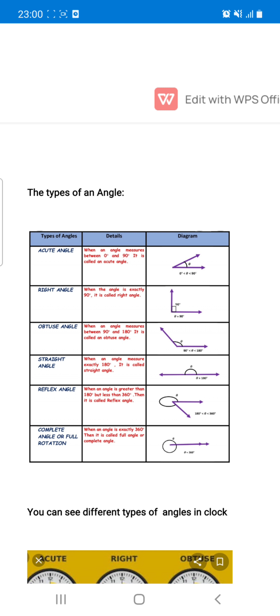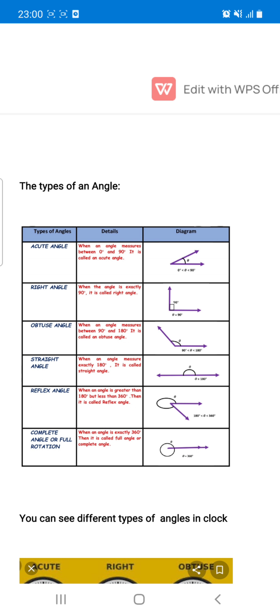Now when the angle measures exactly 90 degrees, that angle is the right angle. When the angle measures more than 90 degrees and less than 180 degrees, it's called an obtuse angle. Now what about the straight angle? A straight angle measures 180 degrees. If an angle measures 180 degrees, we can say that angle is the straight angle.